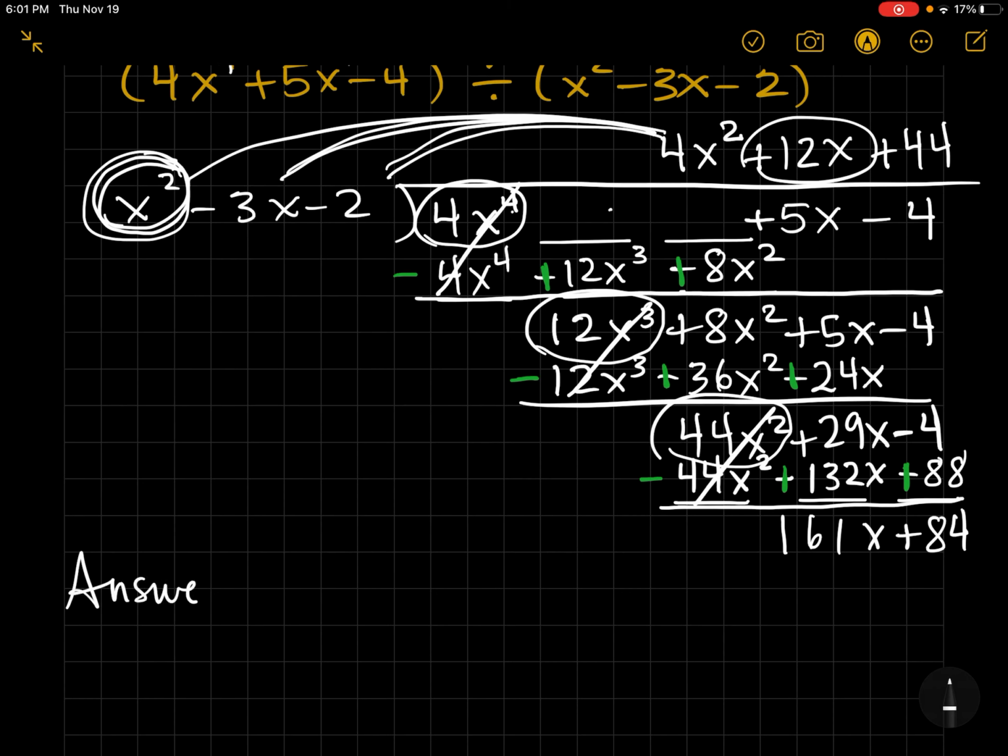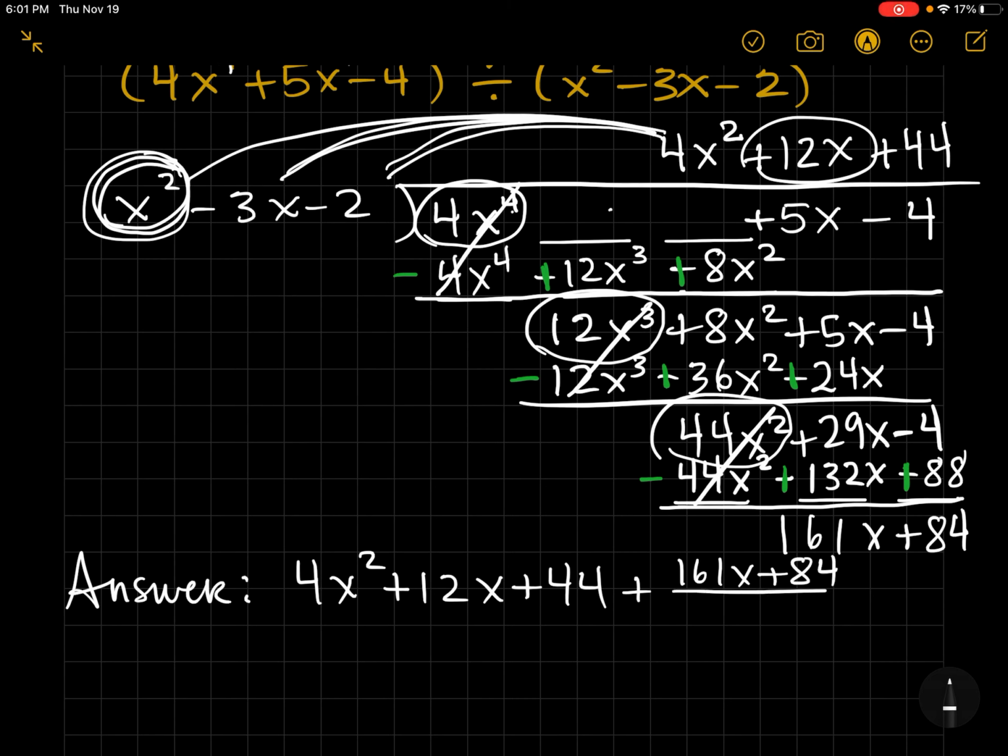Remember how to present the answer. Okay, that's your quotient, 4x squared plus 12x plus 44, plus the remainder over the divisor. Okay, so all of that is my answer.